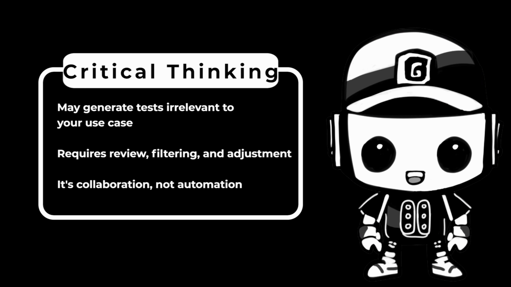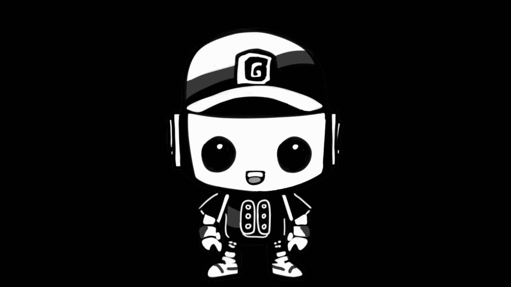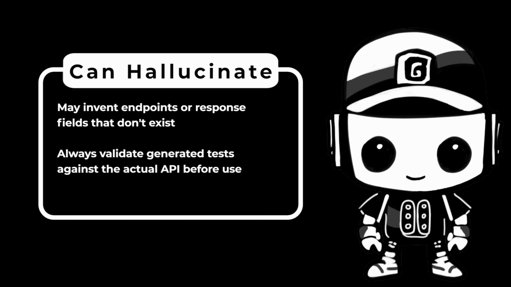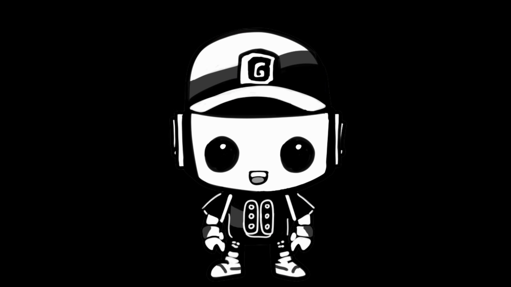Second, it's not replacing any of your critical thinking skills. ChatGPT will happily generate test cases that don't make sense for your specific use case. You always need to review, filter, and adjust. Think of working with AI as collaboration and not automation. And third, ChatGPT can hallucinate. It might generate test cases for endpoints that don't exist, or it might invent response fields that aren't real. You have to validate the generated test cases against the actual API before you use them.